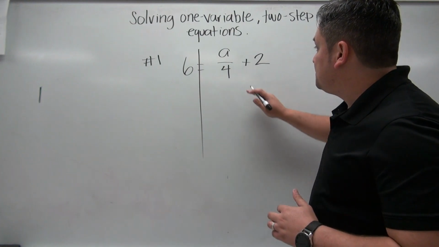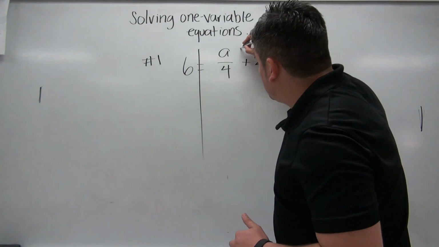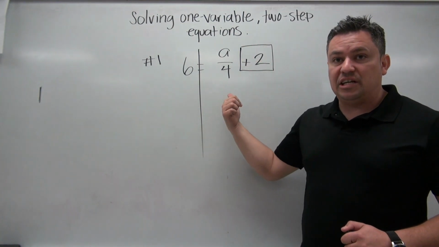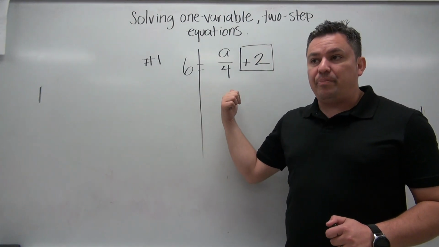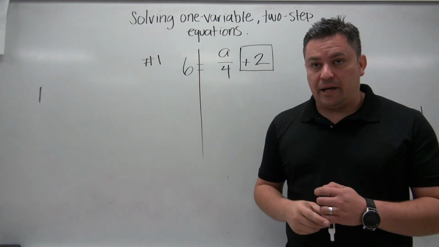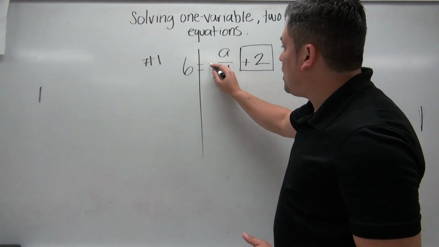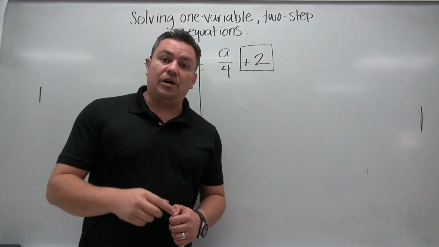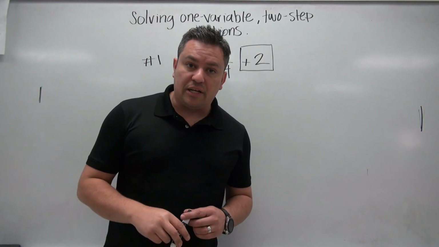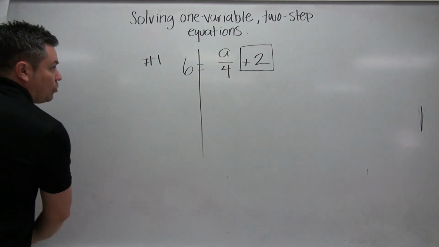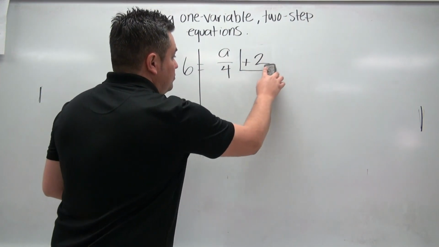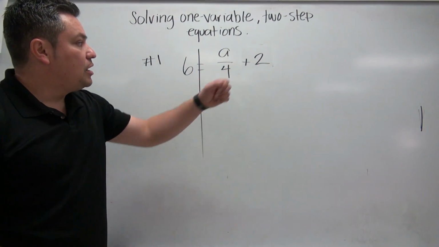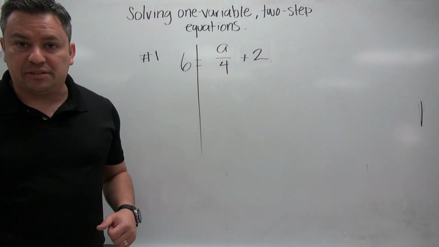Now in this case, the sign in front of the 2 belongs to the 2. So plus 2 or positive 2 is the same thing. Since you don't have a sign in front of it, it is understood that it's going to be positive. Whenever there's not a sign, it's understood that it's going to be positive. So, with that being said, we have a over 4 plus 2 equals 6.